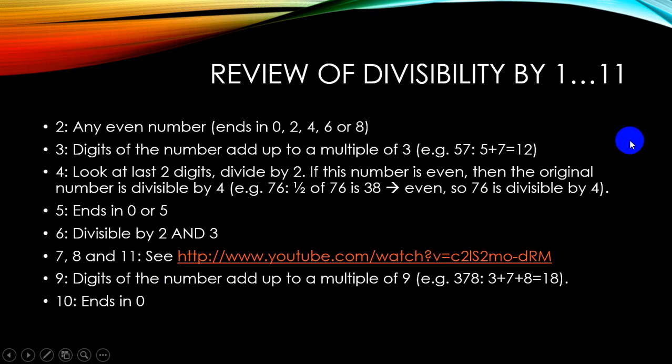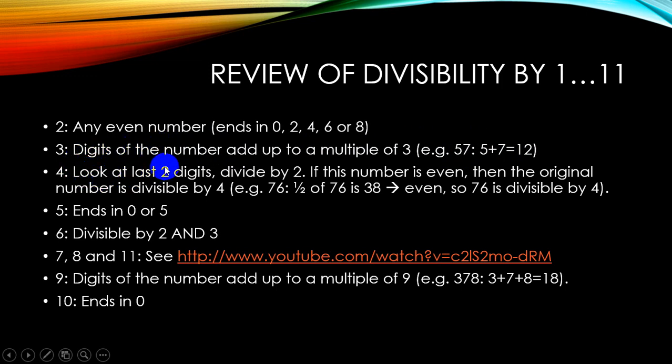So we're going to do a brief review here. 1, we really don't have to do. It just has to be a whole number or integer to be divisible by 1 evenly. 2, any even number, ends in 0, 2, 4, 6, or 8. 3, the digits of the number have to add up to a multiple of 3. So 57, for instance, a lot of people think that's prime, but it's not because it's divisible by 3, 19 times. 5 plus 7 is 12, and 12 is indeed a multiple of 3. So 57 is divisible by 3.